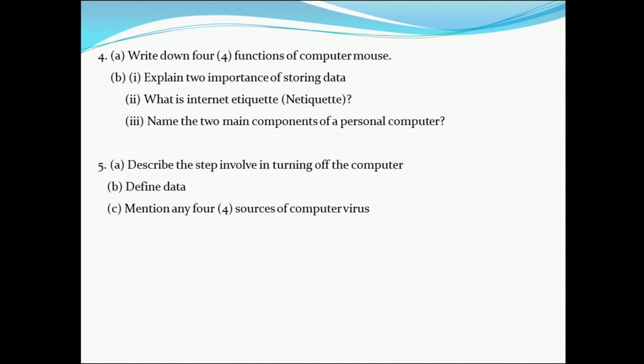B, define data. Data is defined as a raw fact or organized material. You know that data is a raw fact, and information is processed data. So when data is processed, it becomes information. You can recollect the information processing cycle, the stages data goes through to become information. We have 5 stages: the input stage, processing stage, output stage, storage, and distribution.